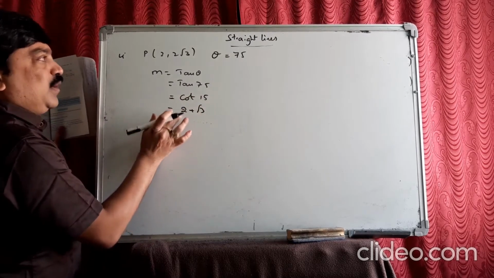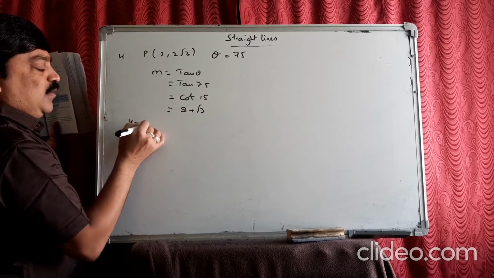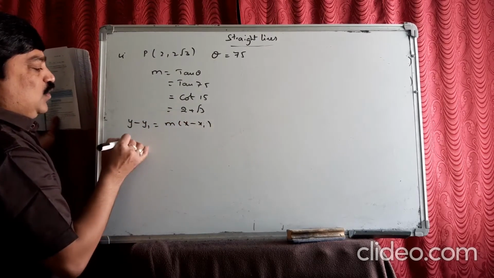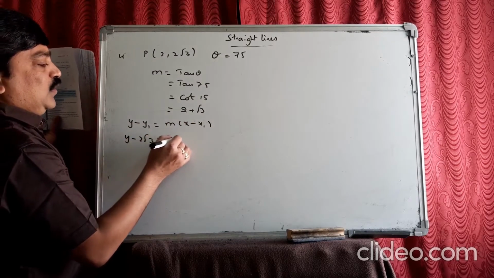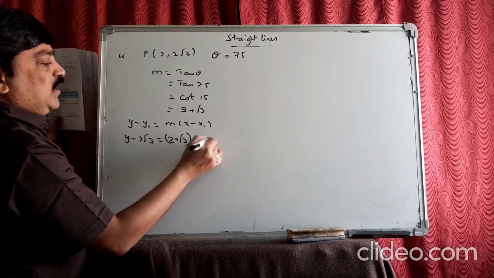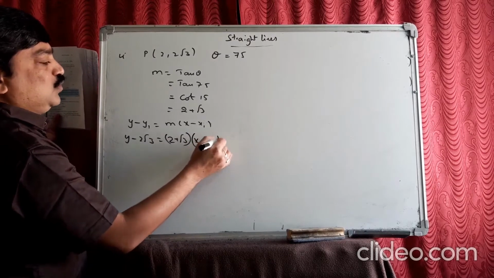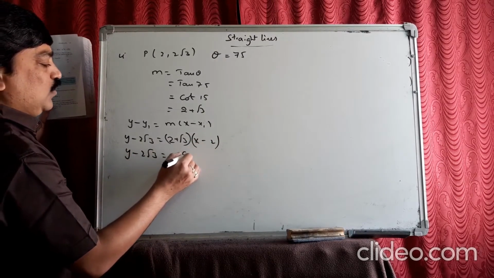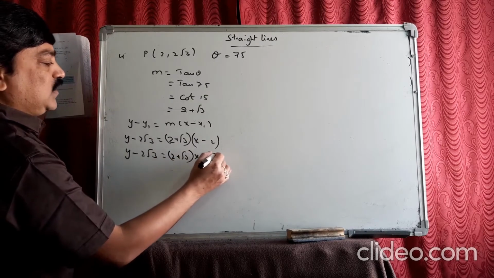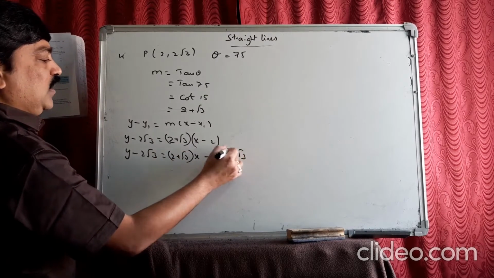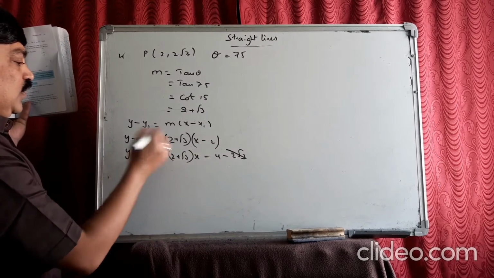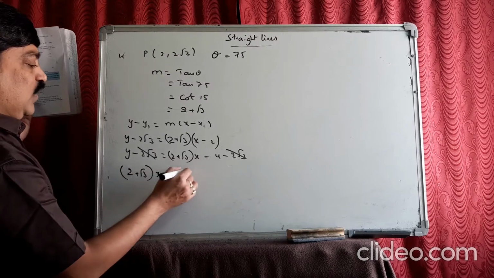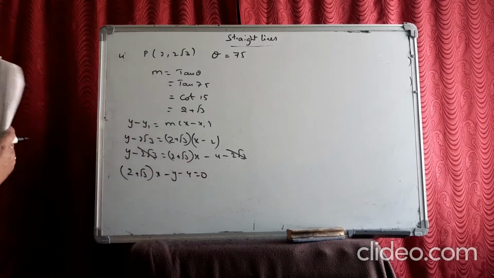So you have a slope and a point. So the equation will be y minus y1 equal to m into x minus x1. So y minus 2 root 3 equals 2 plus root 3 into x minus 2. You can multiply: y minus 2 root 3 equals 2 plus root 3 into x minus 4 minus 2 root 3. Minus 2 root 3 gets cancelled. You can bring them there: 2 plus root 3 into x minus y minus 4 is equal to 0.